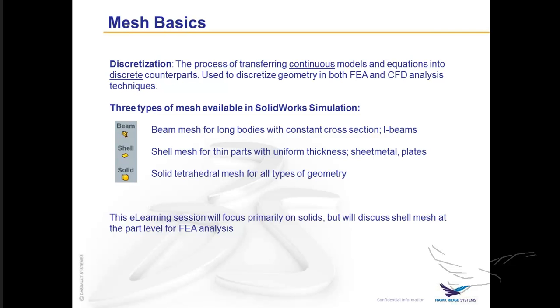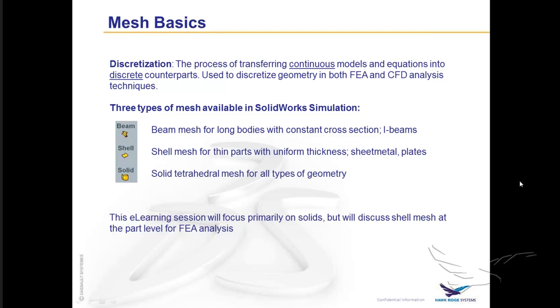So in simulation for structural analysis, there's essentially 3 element types available. We have the beam element, or beam mesh, which is ideal for approximating or representing long bodies with a constant cross-section, think I-beams and pipes. Then we have a shell element, shell mesh, for thin parts, think sheet metal components or plates, gusset plates, and things like that. Then the last element here, which is our main element, is the solid tetrahedral mesh, which basically can be applied to any type of geometry.